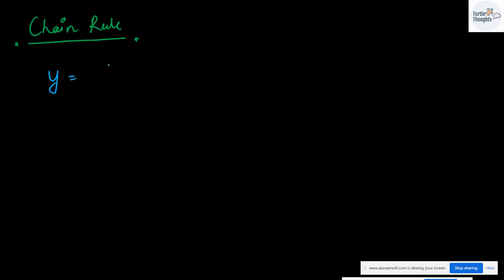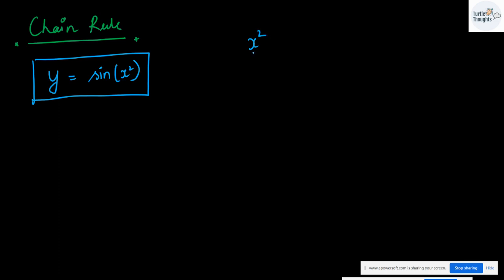If y is equal to, say, sine of x squared, now we observe that here it is a function inside a function, right? So y is depending upon x squared, also sine x, it is also going to be depending upon sine x, right? So we have a function inside a function.